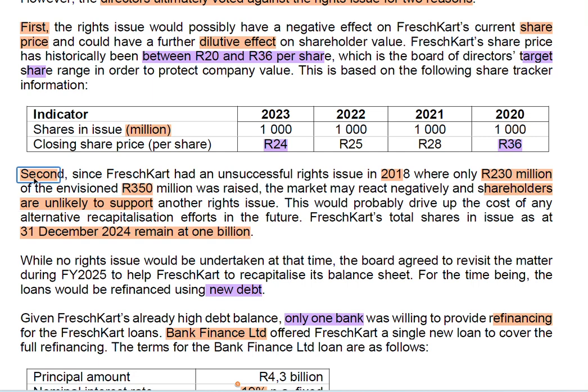Then they're giving the second reason. The second reason they're saying is that in 2018, they did a rights issue and their target was 350 million. So they wanted to raise 350 million. However, they only managed to raise 230 million. For that reason, they do not believe shareholders will support the rights issue. That means for another rights issue, the one that we're planning this year, it's less likely that the shareholders will support it.